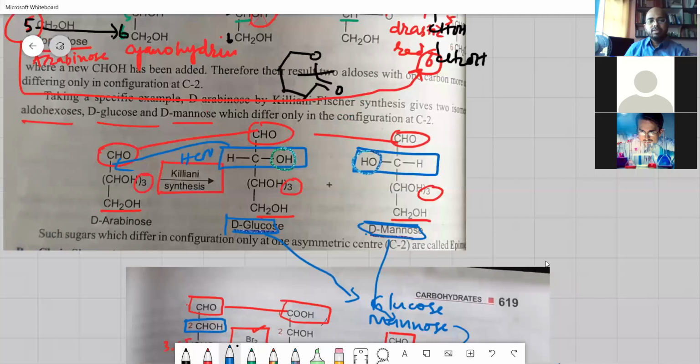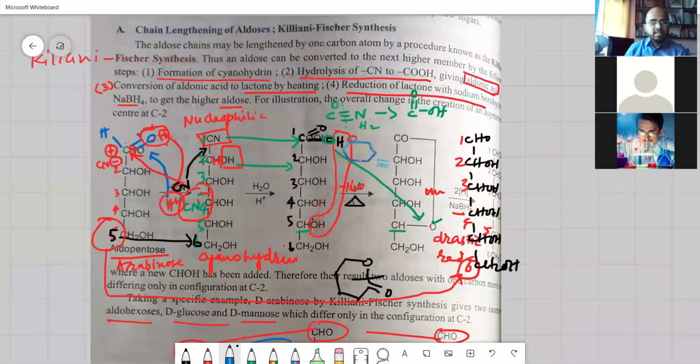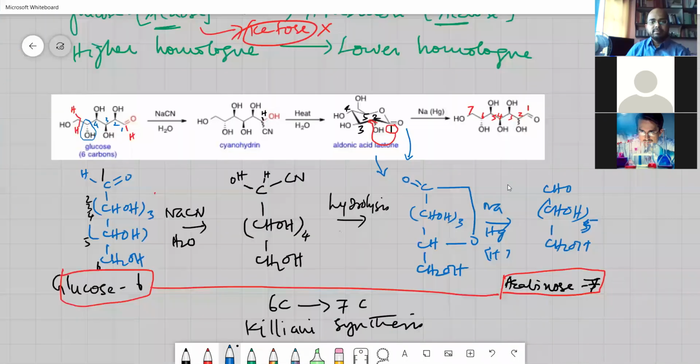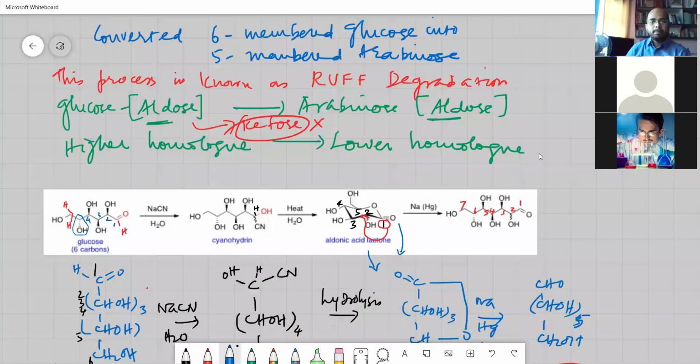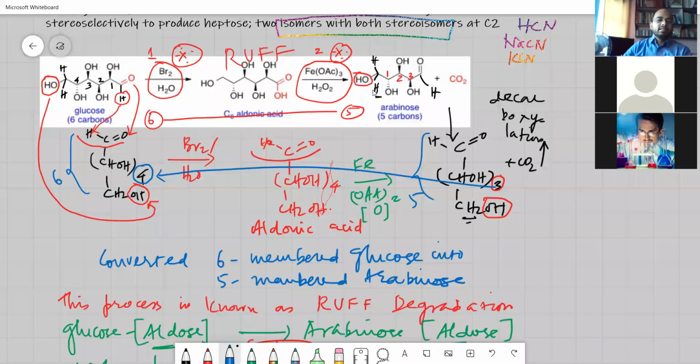Okay. So if you have any doubts, you can please ask me, and I can again just sum up all those things in the first slide itself. That is what this one. You can see this Ruff degradation. All this is a simple chain molecule. So that I have already written there.